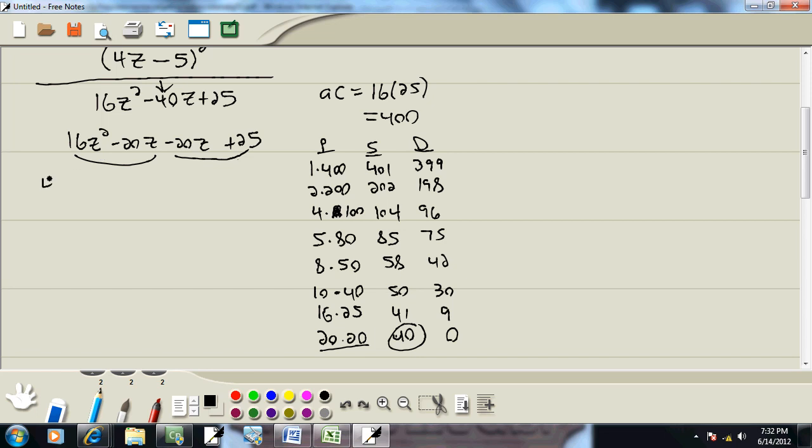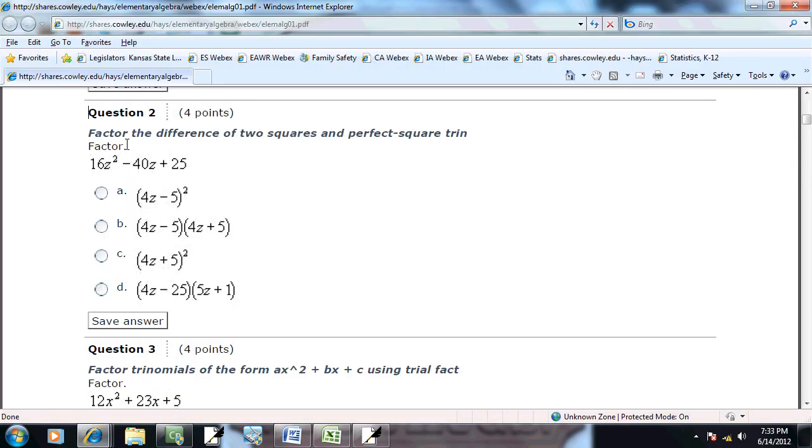Factor by grouping. These have a 4z in common, and that gives me 4z minus 5. These have a negative 5 in common, and that gives me a 4z minus 5. Now they both have a 4z minus 5 in common, so I'll factor that out. And we'll cross this out to see what goes in your second set of parentheses, which is 4z minus 5. Or you can write it as 4z minus 5 squared, which matches 4z minus 5 squared, the first method.